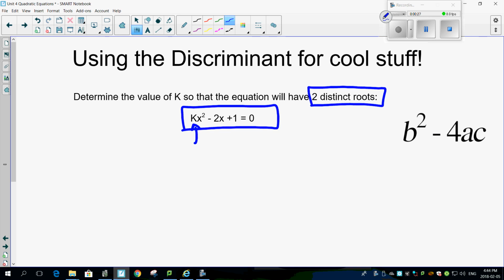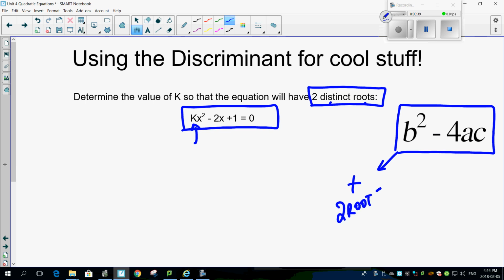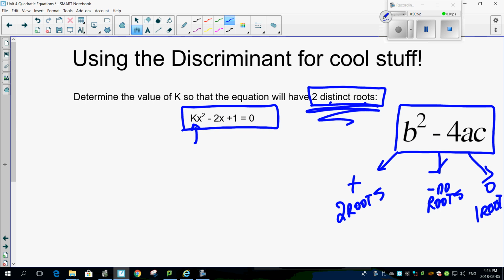Well, think about this. As soon as you see distinct roots, as soon as you see something like this, that tells you to use this guy. And remember, we have 3 possibilities. If this is positive, we have 2 roots. If this is negative, we have no roots. And if this is 0, we have 1 root. Look what the question's asking you. The question's asking you for 2 distinct roots.